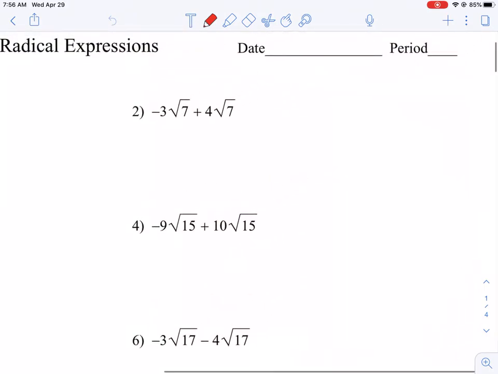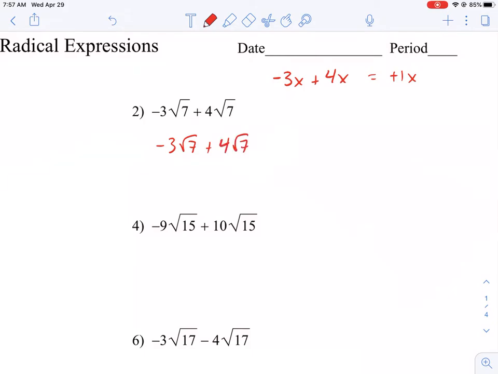So what we have here is two radical expressions, and you notice they both have radical 7. Now the numbers in front are different. The way I like to compare this is if we had something like negative 3x plus 4x, we could combine those and we'd get positive 1x. It's the same thing here. We have negative 3 radical 7 plus 4 radical 7. We could combine those and get 1 radical 7, or just radical 7. So that's the answer for that.